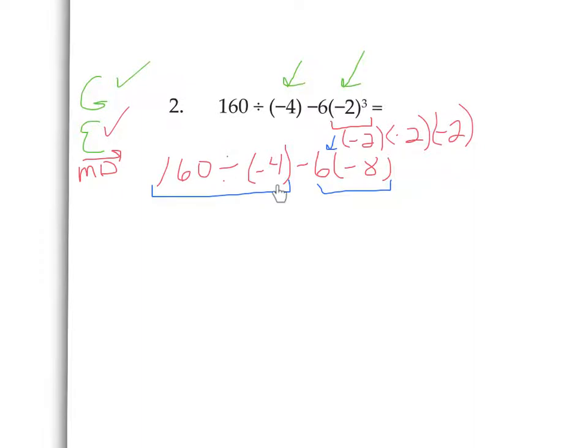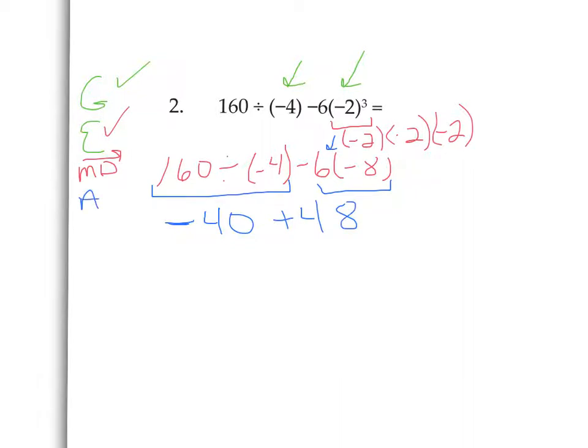160 divided by negative 4. We have a positive divided by a negative, makes a negative. 160 divided by 4 is 40. We're not using this. Well, maybe we will. We'll do this as negative 6 times negative 8. Negative times negative makes positive. This becomes positive. 6 times 8 is 48.